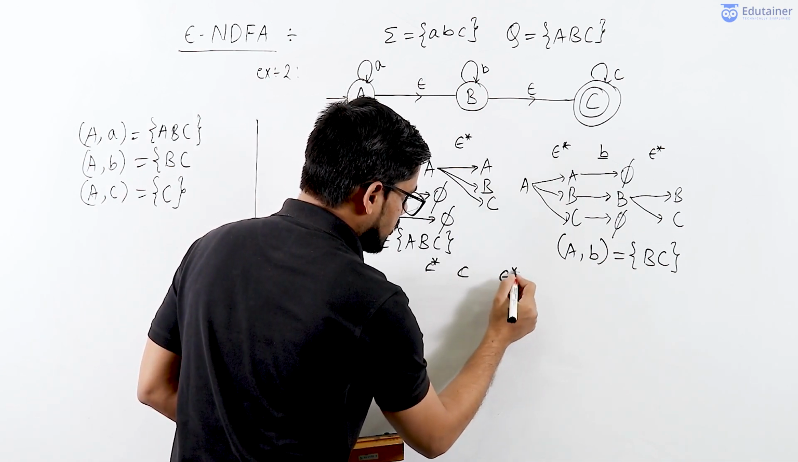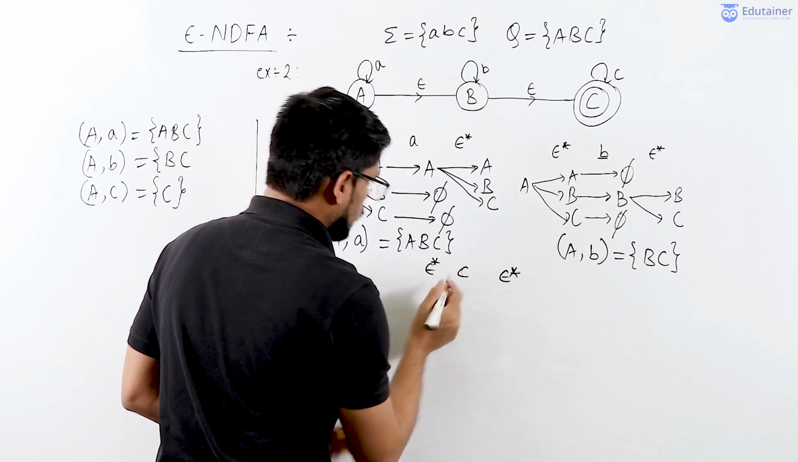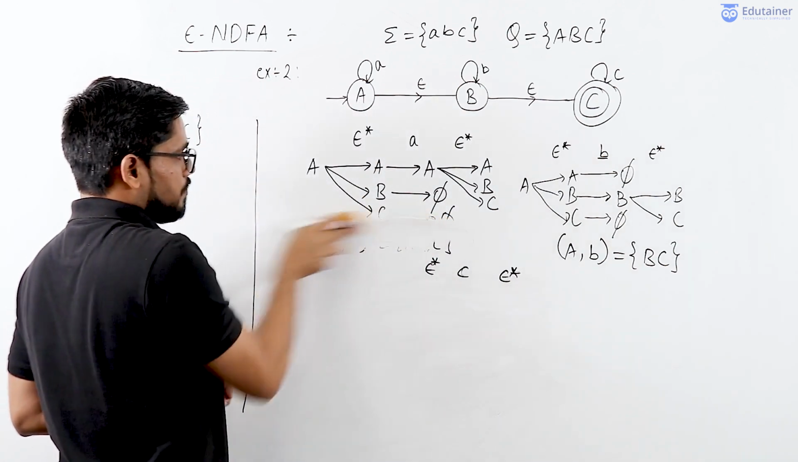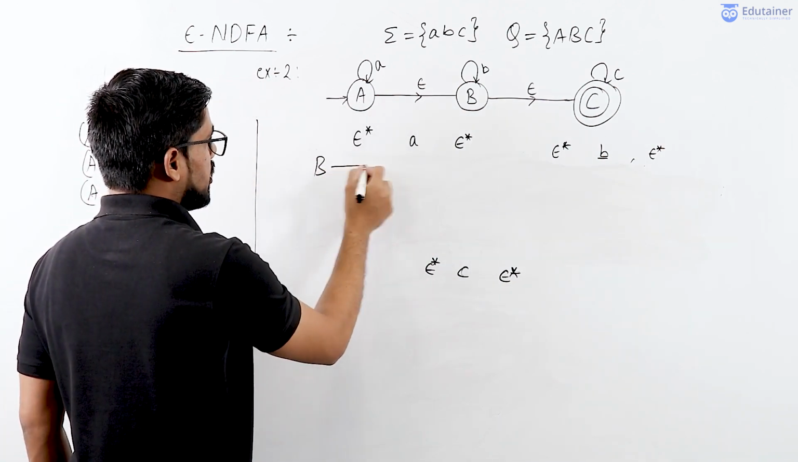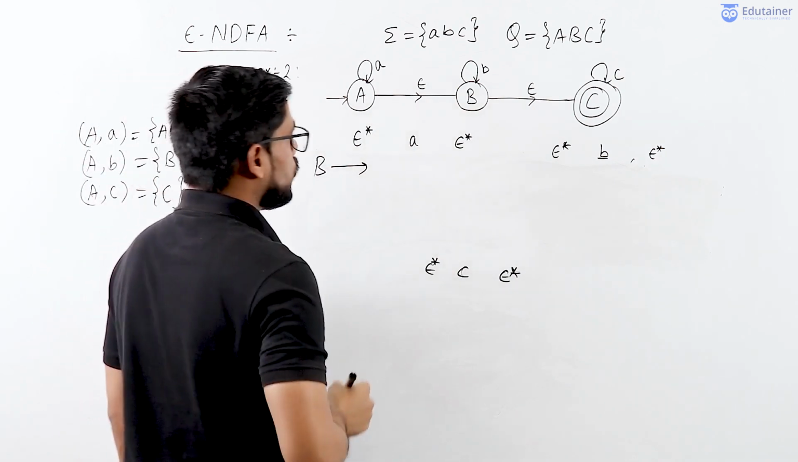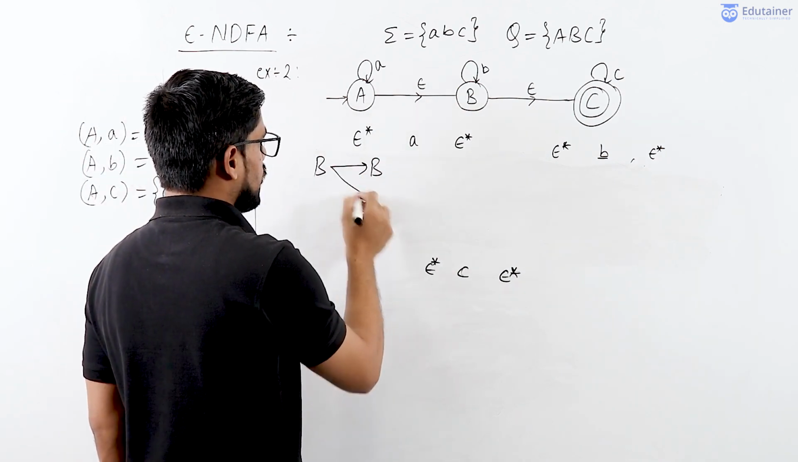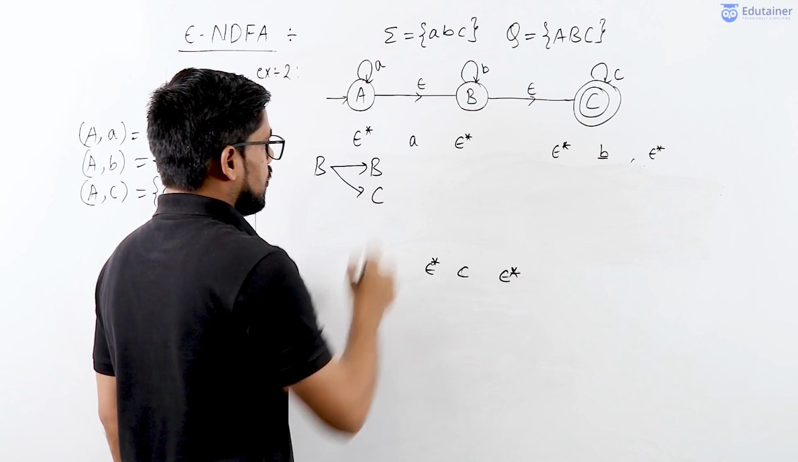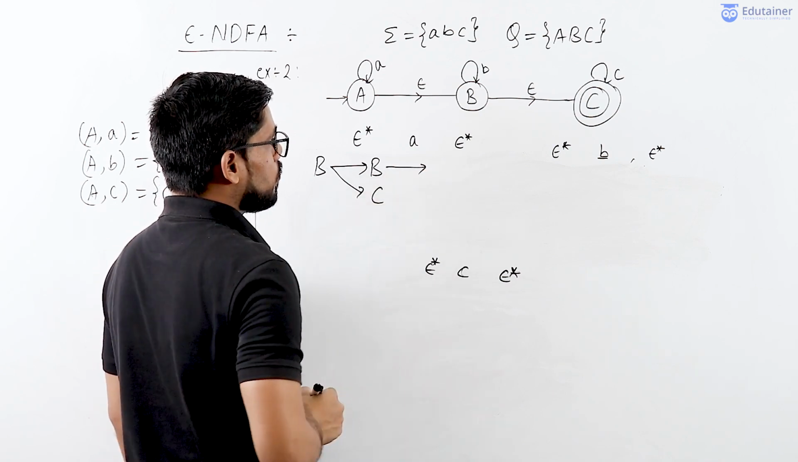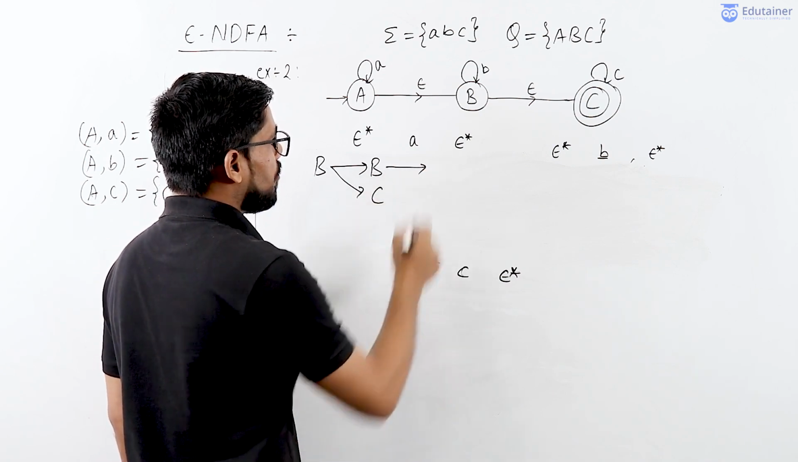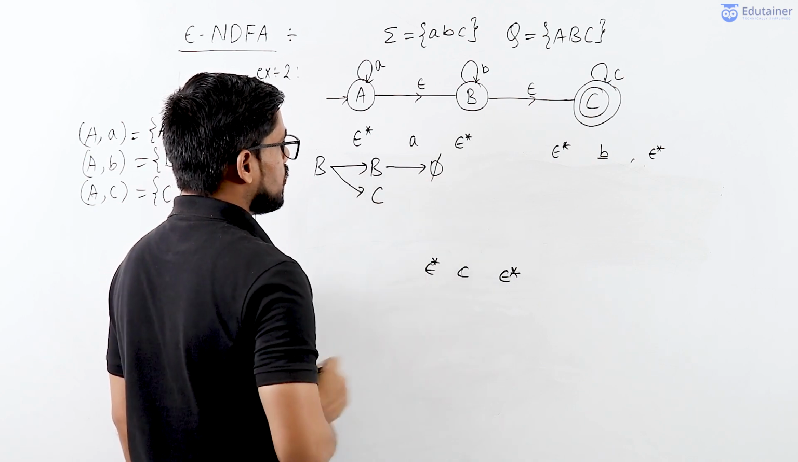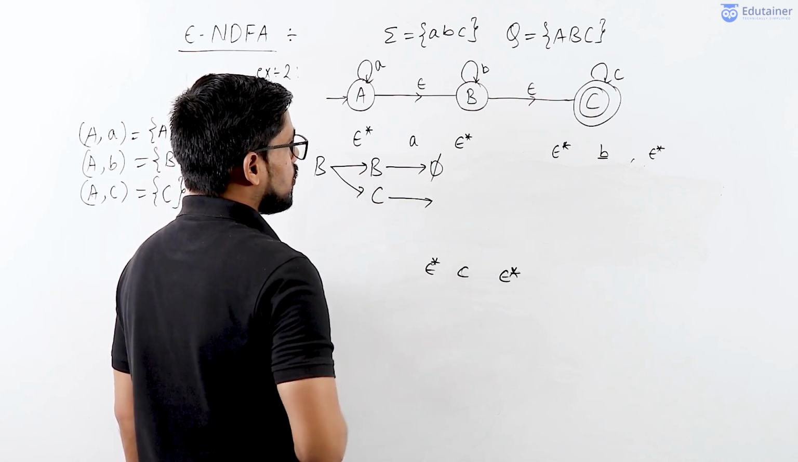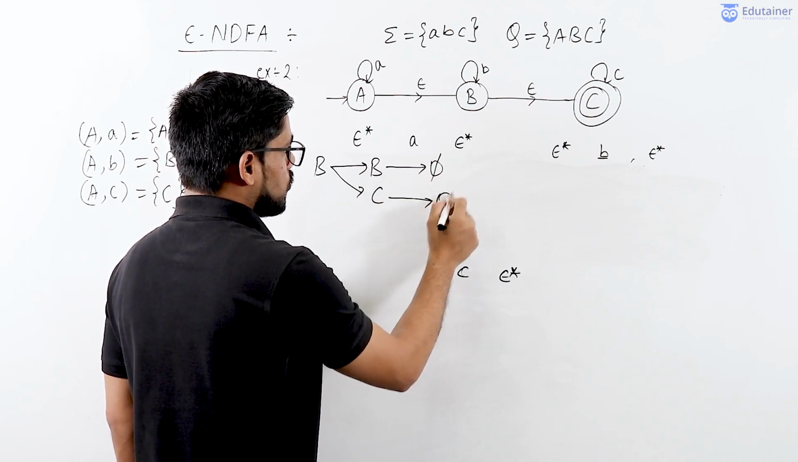This is epsilon star. State A is over, so consider state B. State B on epsilon star will go to B or will go to capital C. B on small a, there is no move defined here, so it will go to phi, that configuration. C on small a also goes to phi, that configuration.